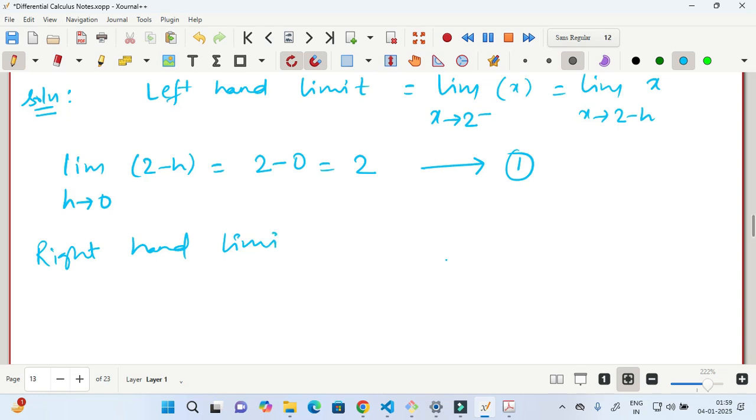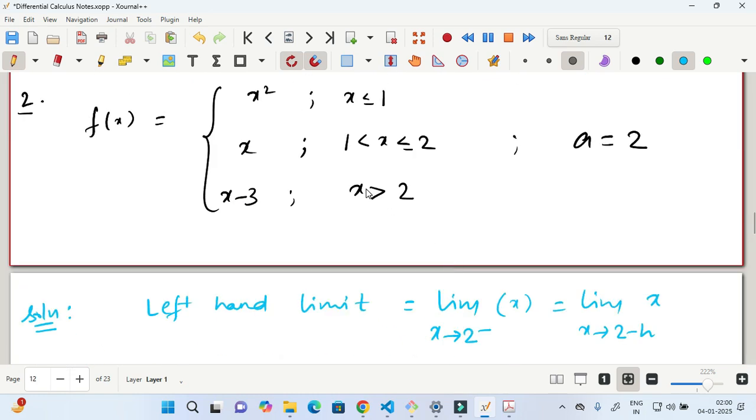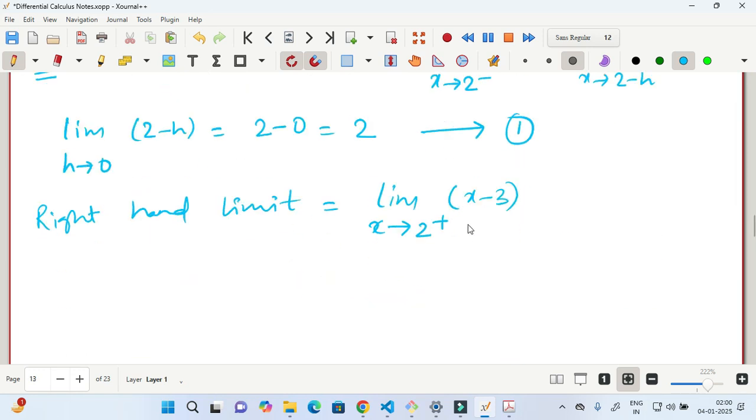Now the right hand limit. Right hand limit is equal to limit x tends to 2 plus. You have to select the x minus 3 function. Again, if you are confused why we are selecting x minus 3: 2 plus is greater than 2, right? In this category, we have the function f of x equal to x minus 3. That is the reason I have taken x minus 3 here.